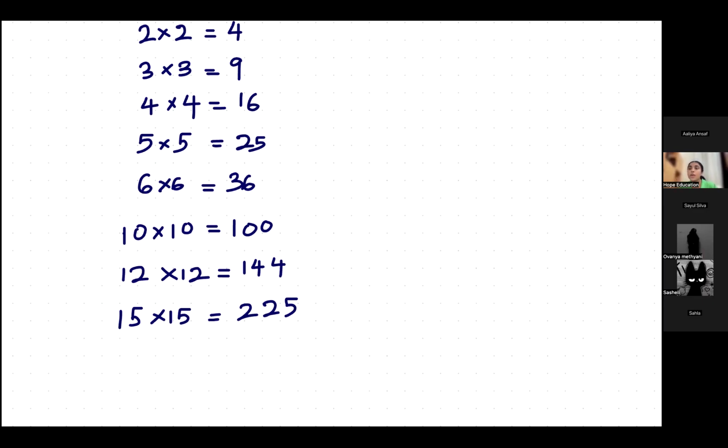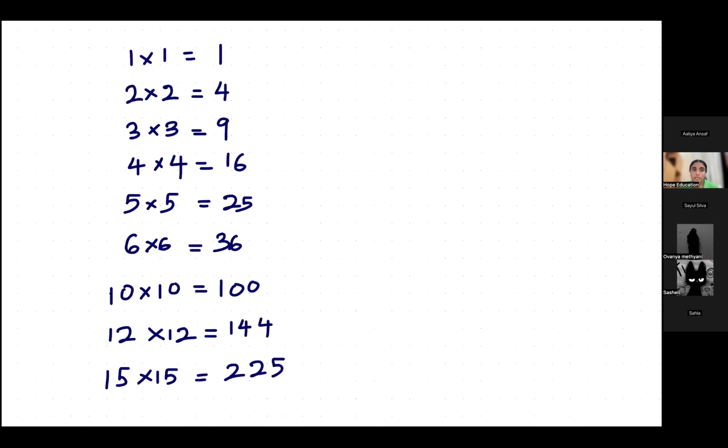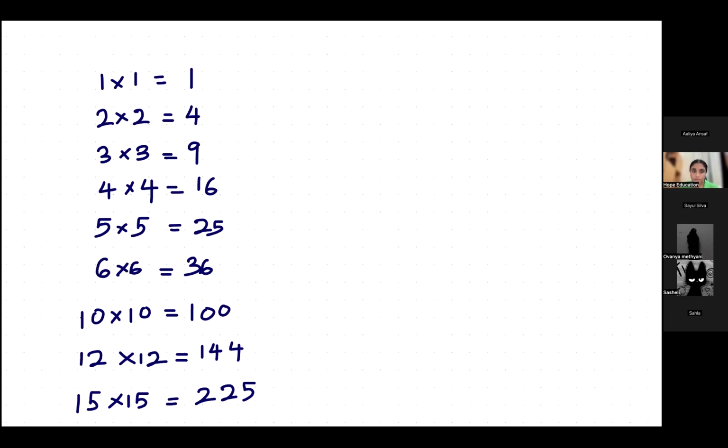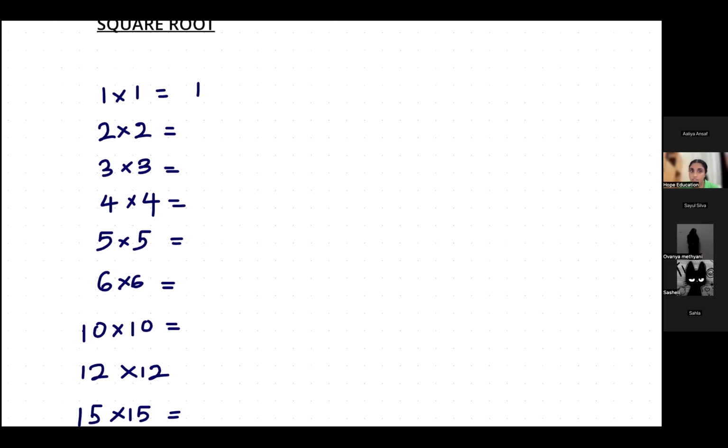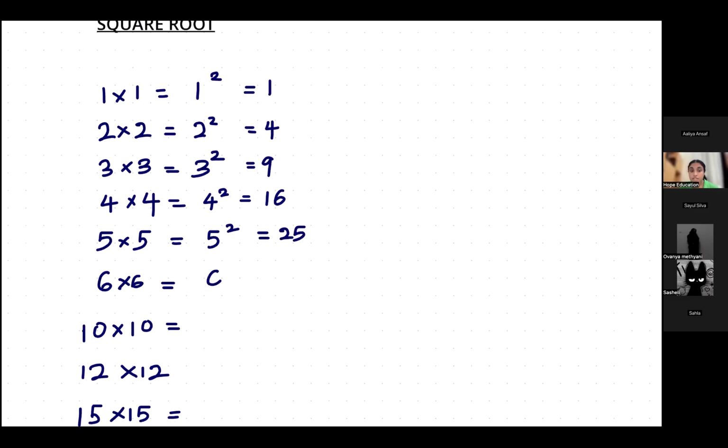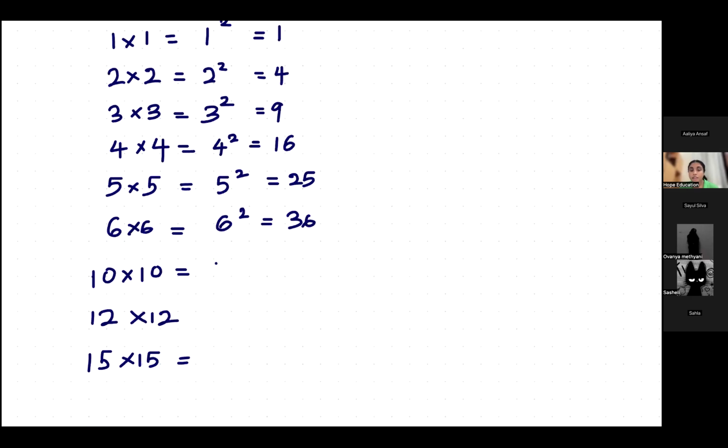So I can say these like this. When I say 1 times 1, I can say the square of 1 is equal to 1. When I say 2 times 2, that means the square of 2, that is 4. 3 times 3 means the square of 3, which is 9. 4 times 4 is the square of 4, which is 16. 5 times 5 means the square of 5, which is 25. Then 6 times 6 is the square of 6, which is 36. 10 times 10 means the square of 10, which is 100.